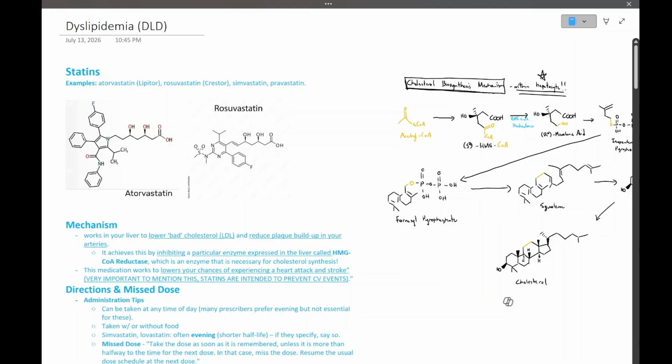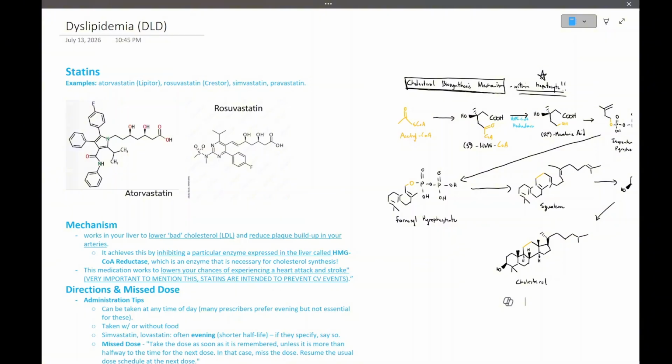Okay, so let's get into some drugs that target cardiovascular diseases. One such cardiovascular disease that we're going to be looking at is dyslipidemia. Dyslipidemia refers to abnormal levels of lipids or fats in blood, specifically cholesterol. And so, one of the three main drug classes used to treat dyslipidemia, and in fact the main class used to treat dyslipidemia, includes statins, also known as HMG-CoA reductase inhibitors.